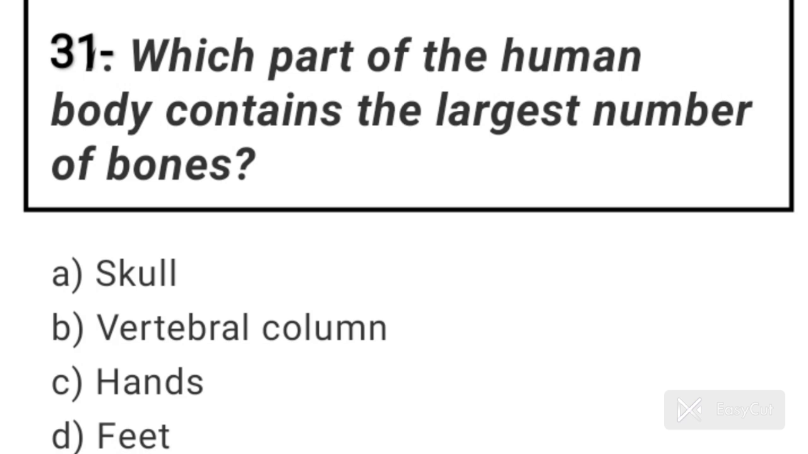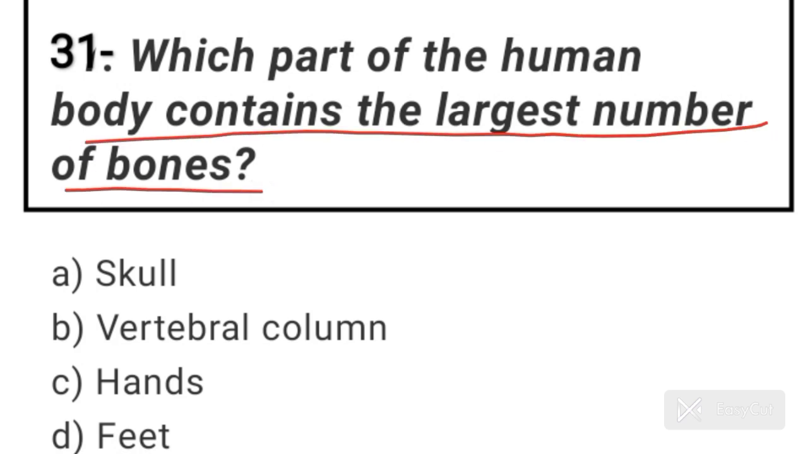Question number 31. Which part of the human body contains the largest number of bones? So hands of the human body contain the largest number of bones. Option C is correct here.